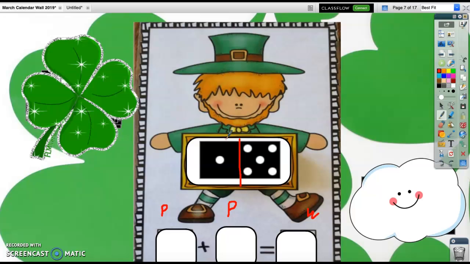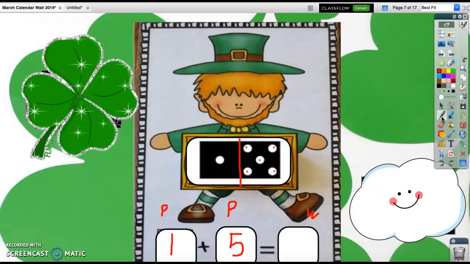Very good. Okay, so how many dots do we see on this part? We see one dot. So we're going to put a 1 down here. Okay, now how many dots do we see on this part? We see 1, 2, 3, 4, 5. We see 5. So our math problem, our number sentence is 1 plus 5 equals blank. What does 1 plus 5 equal? 6. Very good. And for those of you that didn't get it, let's go over it.